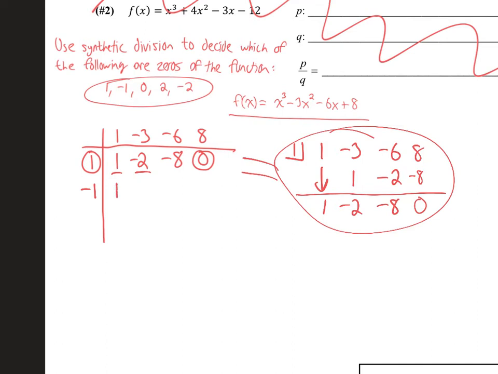1 times negative 1 is negative 1, and then negative 3 plus negative 1 is negative 4. And then we have negative 1 times negative 4 is 4, and negative 6 plus 4 is going to be negative 2. And then we have negative 1 times negative 2 is 2. And then we have 8 plus 2 is going to be 10. So this one did not work. Basically, if it is a 0, it's going to have a remainder of 0. So this one does not work. We can cross it off, okay?